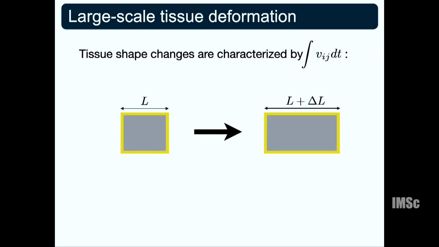I should integrate the velocity gradient tensor over all time, and that will give you the relative change in the dimensions. For example, here I am showing a small example. You started with some length of this box L, and it has extended only in the x direction by delta L. So the relative change in this length is simply the velocity gradient integrated over time. So I can quantify the whole tissue change from this.